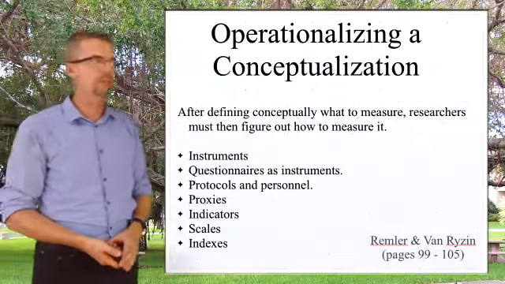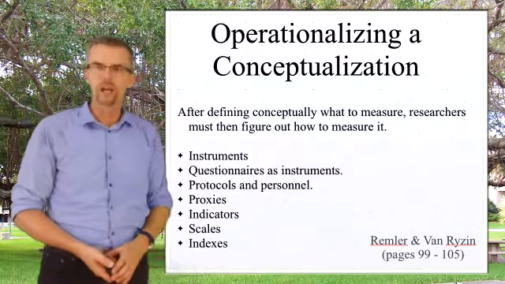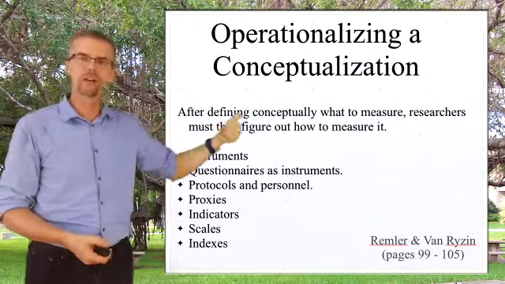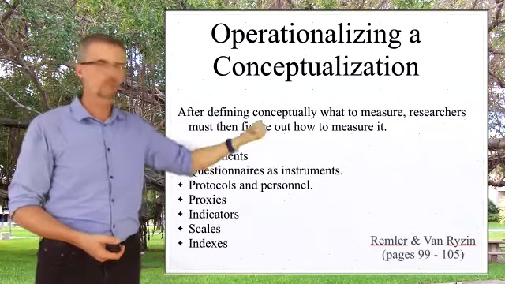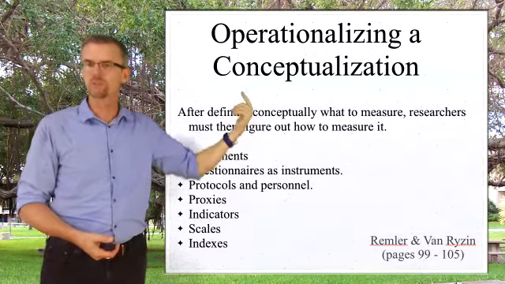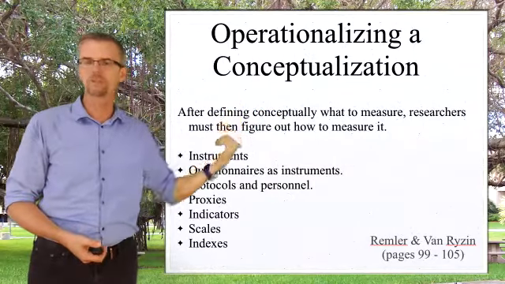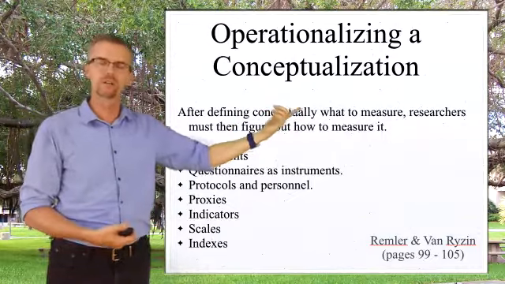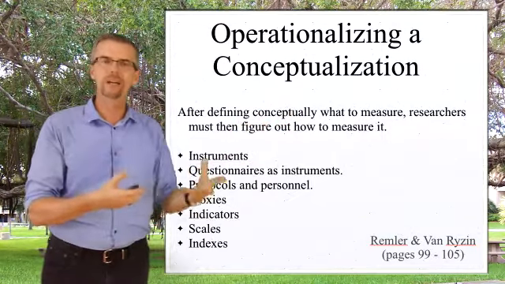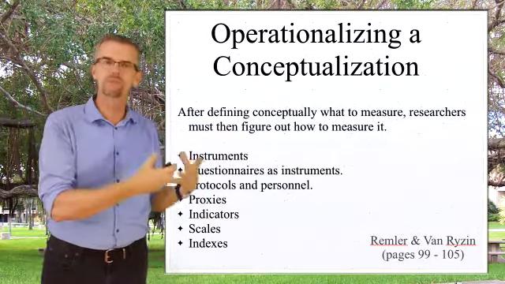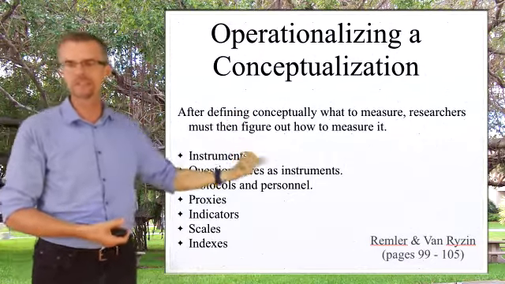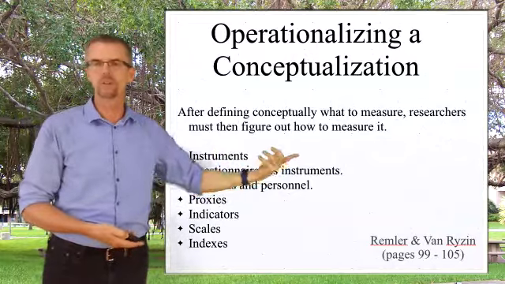Operationalizing a conceptualization. Boy, that's a mouthful to get out. After defining conceptually what to measure, researchers must then figure out how to measure it. What kind of instruments are you going to use? Questionnaires or instruments? Protocols and personnel are going to be involved. Can you find proxies for those most difficult constructs that just kind of belie any way of defining them and capturing them? So there's proxies that you can use. Indicators and scales and indices are often part of this as well.